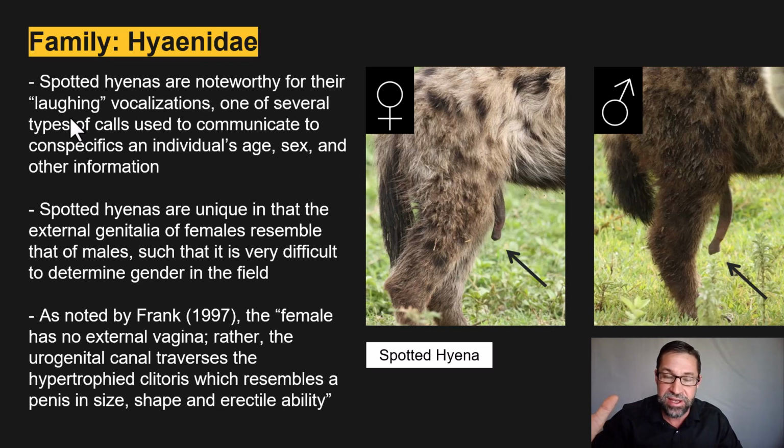So spotted hyenas are unique in that the external genitalia of females resembles that of males. We've got a female here on the left and a male on the right. So as noted by Frank in 1997, the female has no external vagina. Rather, the urogenital canal traverses the hypertrophied, meaning very large, clitoris, which resembles a penis in size, shape, and even erectile ability. So it isn't entirely clear why this is.